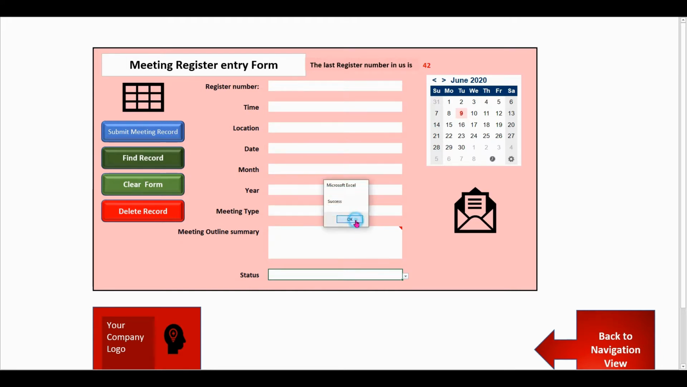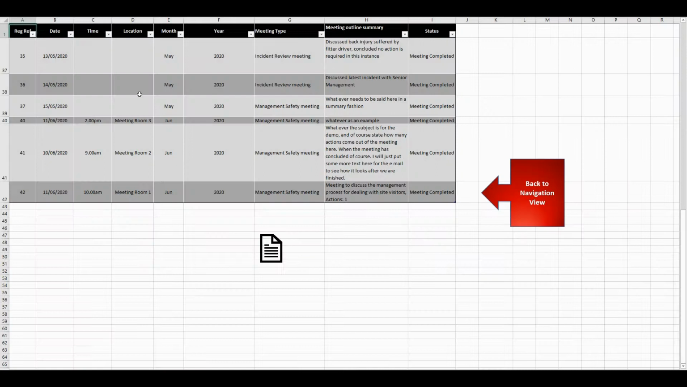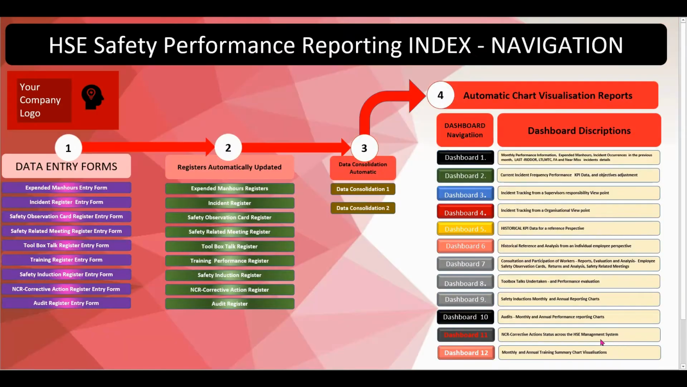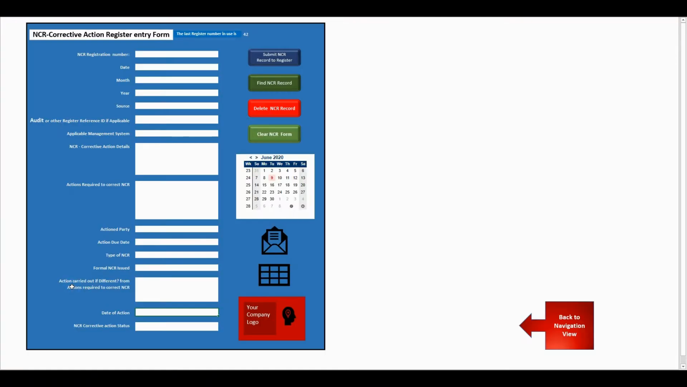The table icon you see in the top left of the form is a convenience feature that when clicked takes you directly to the meeting register, should you wish to review it for some reason. And the form icon in the register takes you back to the form. OK, one last thing to update you on for information purposes. If we go back to the navigation view and call up the NCR Corrective Actions register, you will note that the email function and the link to the NCR Corrective Actions register has also been included in the functionality of the form. Everything else is how we have demonstrated in the video.